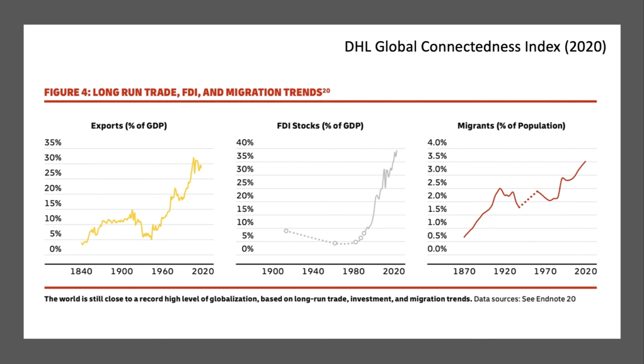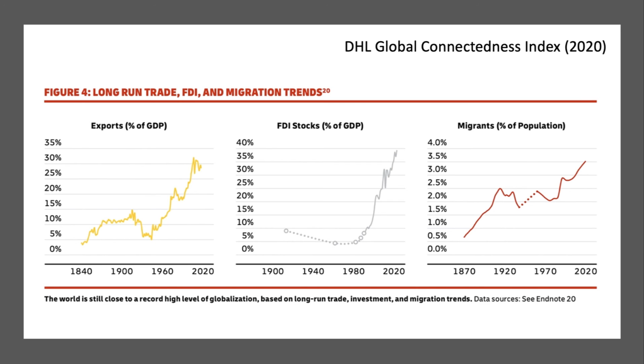And again, using the DHL Global Connectedness Index for 2020 as my base point, I think a sense of long-run context is quite important. You see, for every newspaper headline about another trade dispute between countries or a cross-border merger that's been blocked, every single day, tens of millions of businesses sell products overseas and manufacture across national borders. I think this is, as the DHL do say, the world remains close to a record high of globalisation.